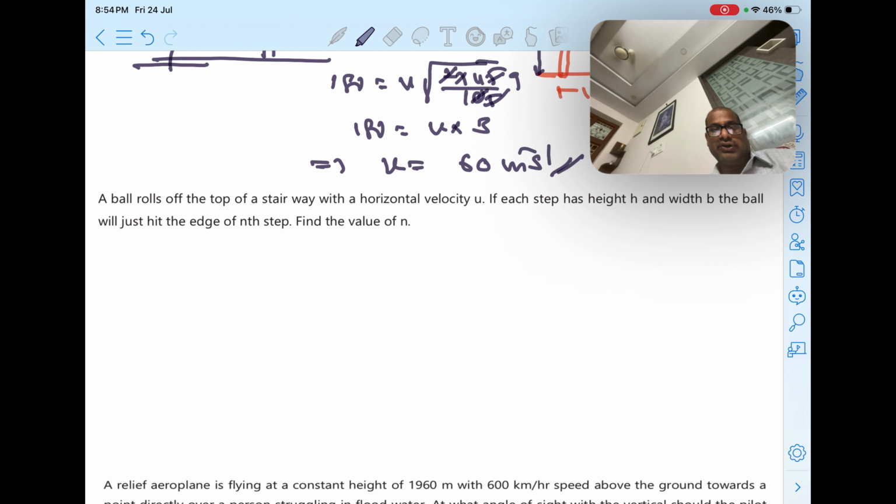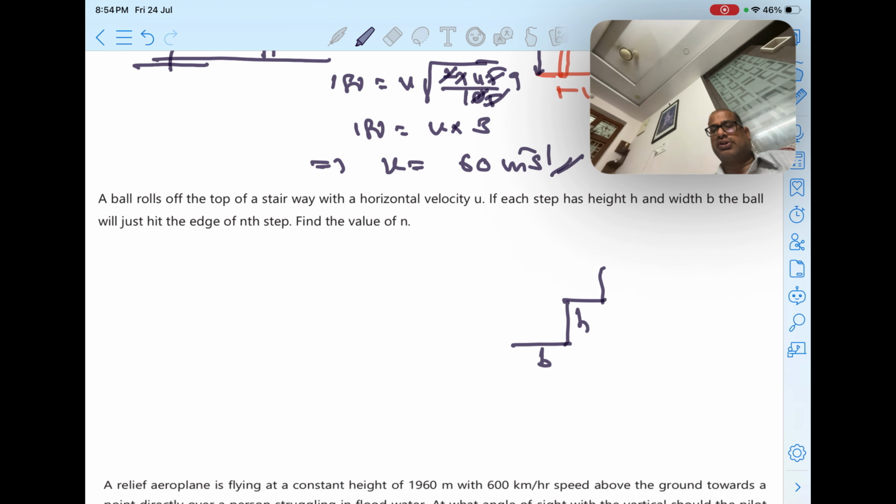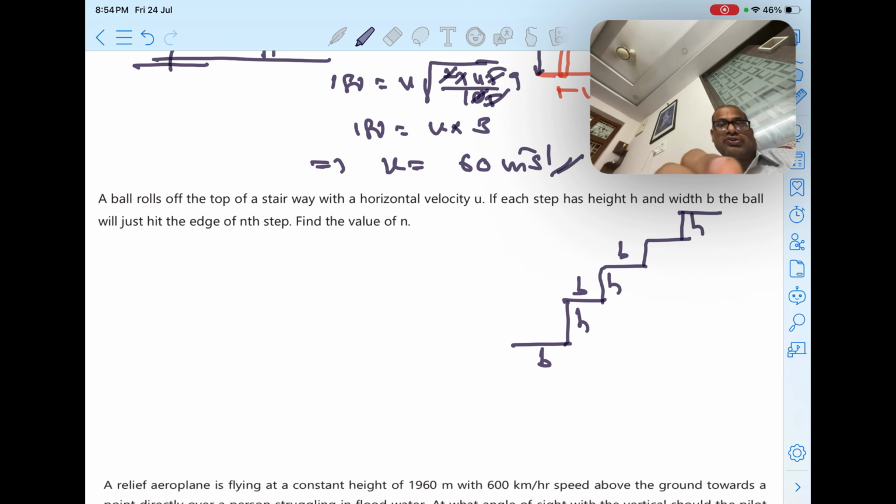Yeah, see students, here is one more question. A ball rolls off the top of a stairway with a horizontal velocity u. If each step has a height h, students, see I am drawing the diagram here, and width is b. So the ball will just hit the edge of the nth step. Find the value of n. So steps are like this. Here is the topmost point.